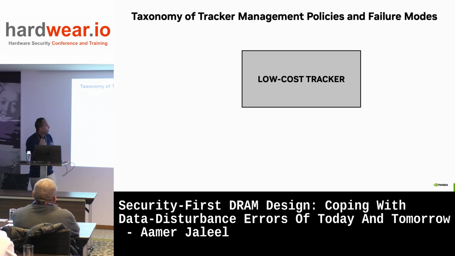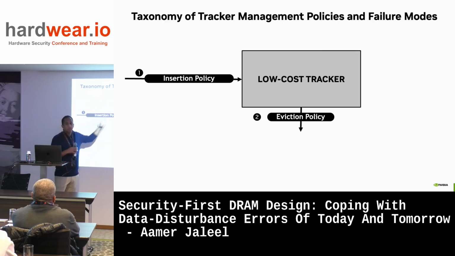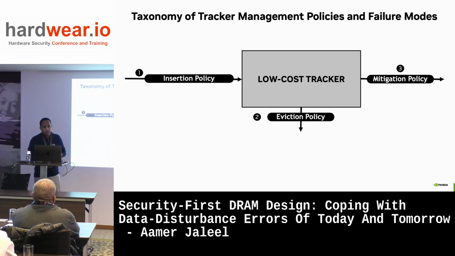So to understand why existing low-cost DRAM trackers fail, we introduced a taxonomy for how tracker management policies work. First, you have an insertion policy, right, that inserts addresses into a tracker. You have an eviction policy. These trackers are finite bound, so you must evict something if something's not in there. And then you have a mitigation policy to choose a row address from the tracker and mitigate it.